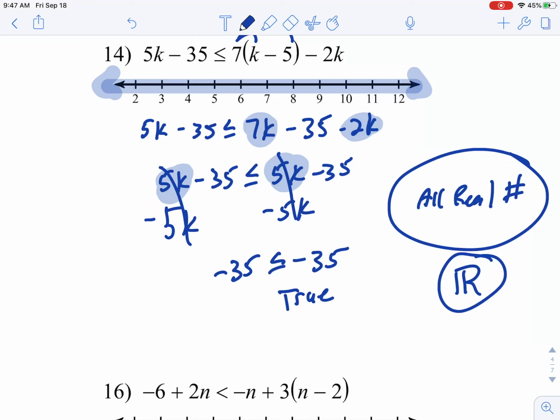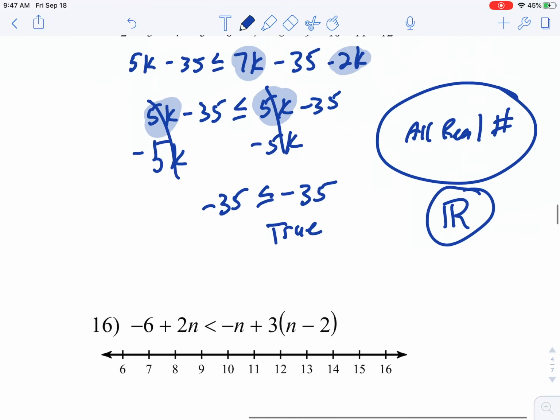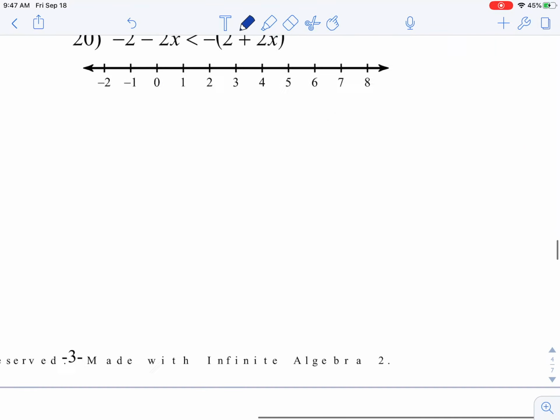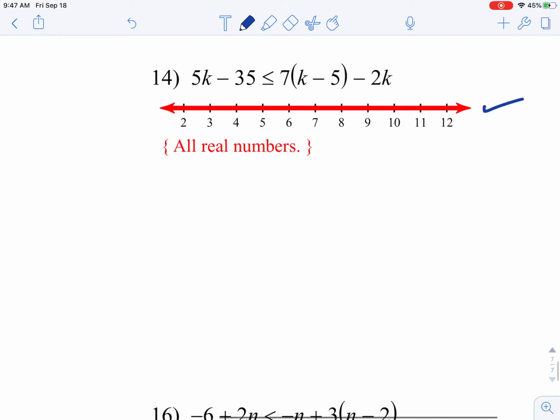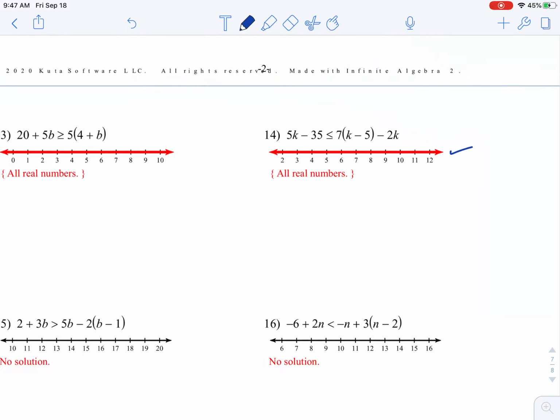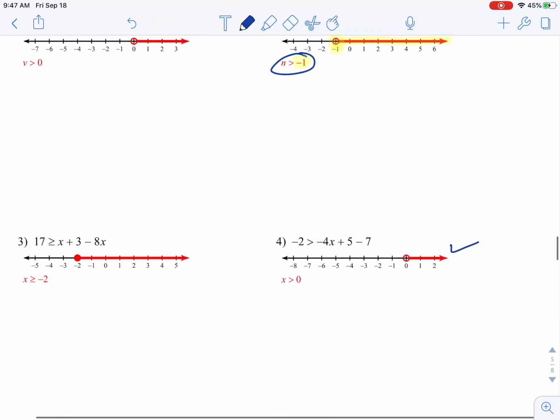So if the variable cancels out, it's a special case. If you have a true statement, all real numbers. If you have a false statement, no solution. Hold on. Number 14. Check. There it is. And the next one is going to be no solution. I'll check it now. We just know it's going to be no solution.